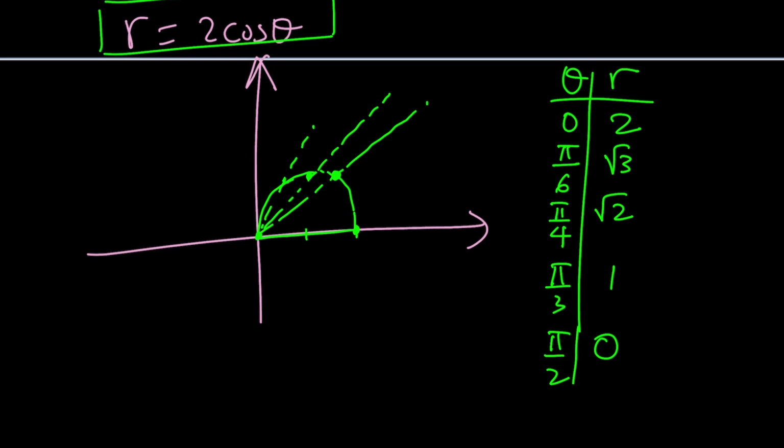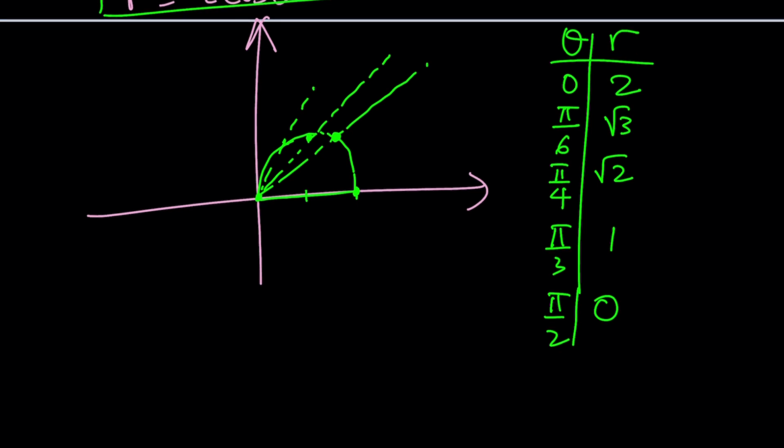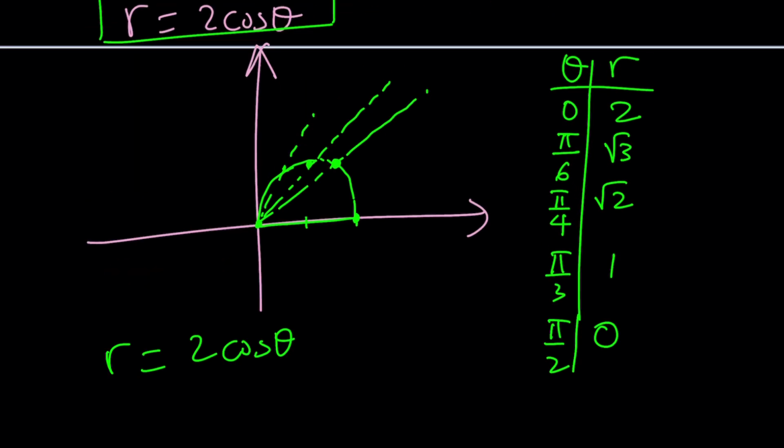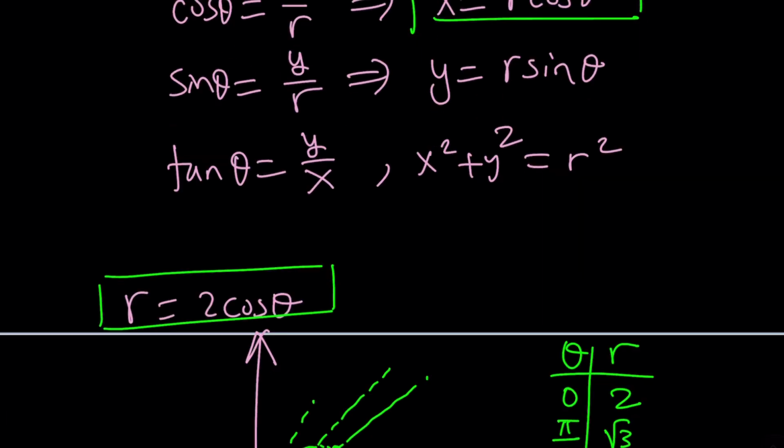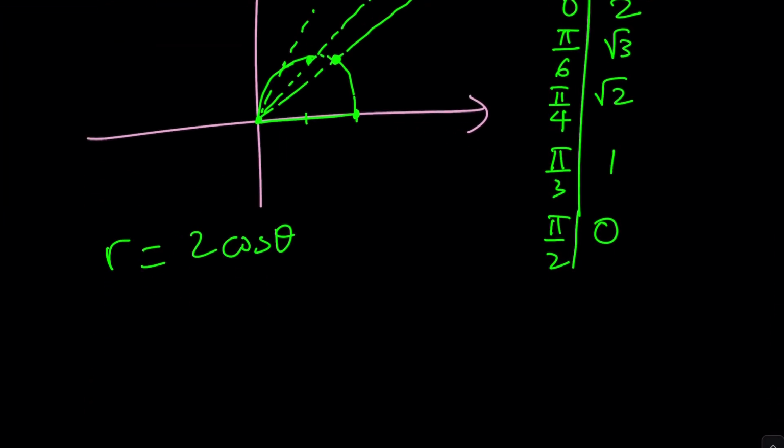Of course, a lot of times there are going to be a lot of symmetries, and with polar graphs, you're going to be able to graph part of it and then just reflect it or copy it. Okay, so let's get to work. r equals 2 cosine theta. Now we do know that x is r cosine theta. But wait a minute, I don't have r cosine theta. Yes, you do. How? Multiply both sides by r.